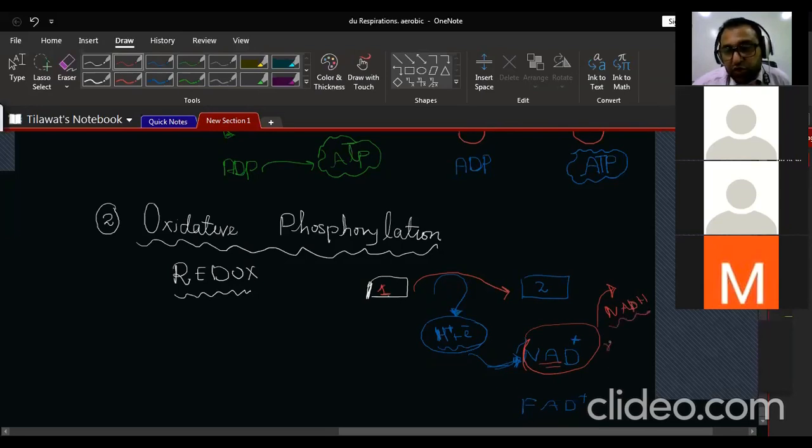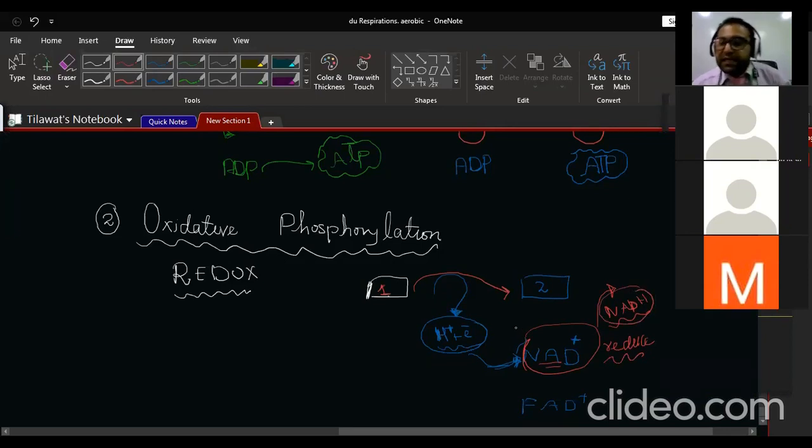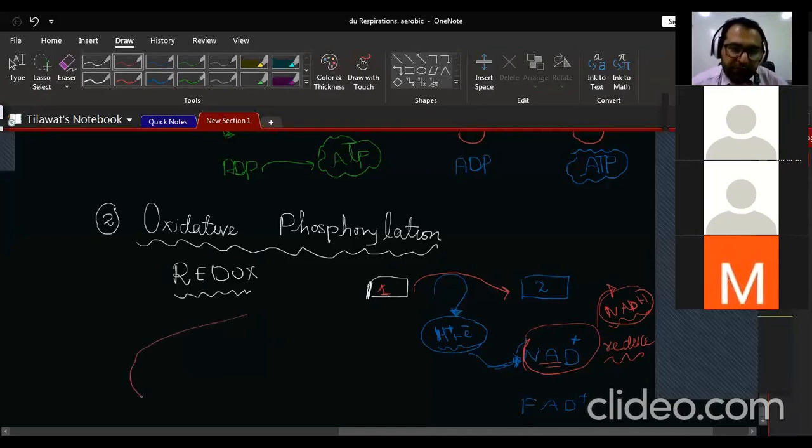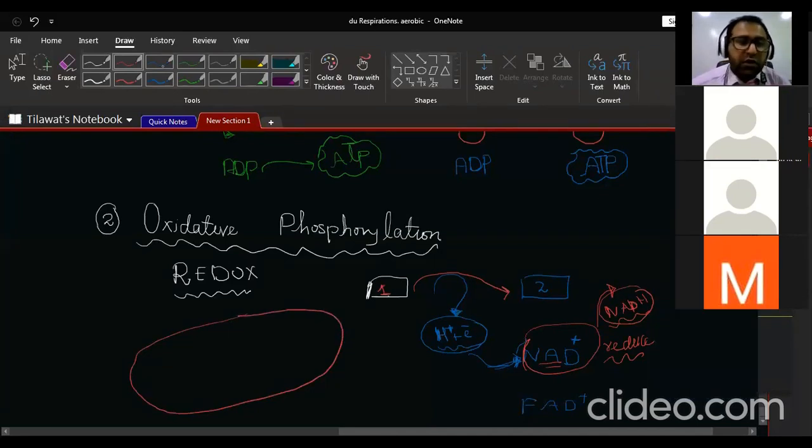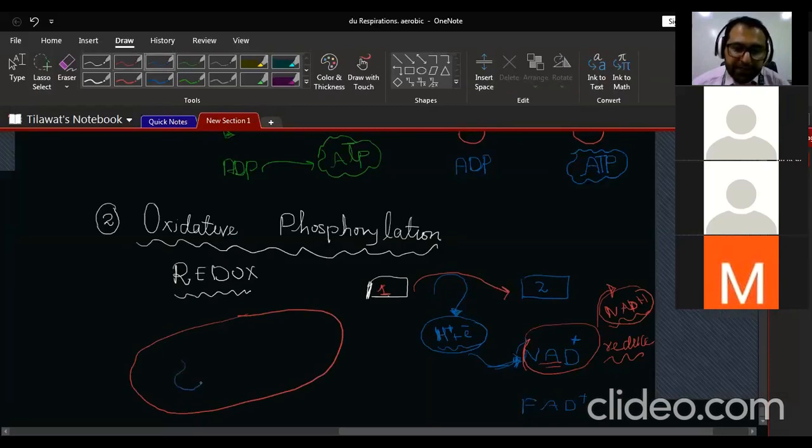Very good. So why is this happening? This NADH will now act as an electron carrier, and will take the electron toward the electron transport chain or oxidative phosphorylation. So let's suppose, for example, this is the structure of mitochondria. We know that this process, the process of what?